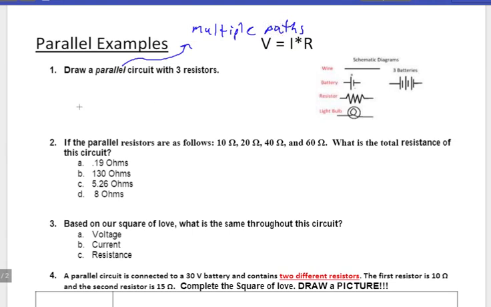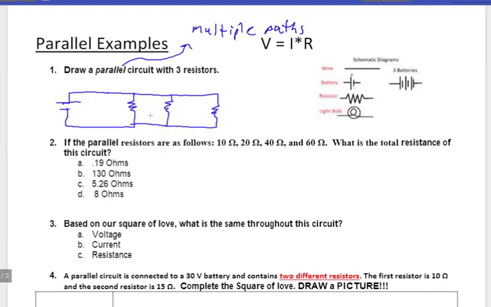So here's my battery down here, one side bigger than the other. Here's my wire, and then here's my first resistor here. So that's one path. And then I do the same thing. I add to it. Now I have two paths and two resistors. Then I do it again. Now I have three paths and three resistors.